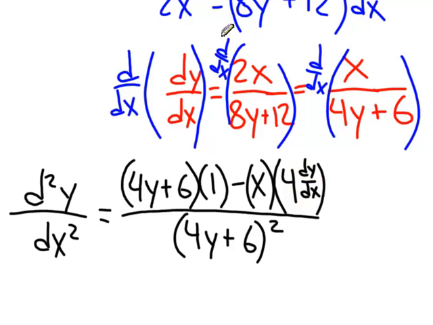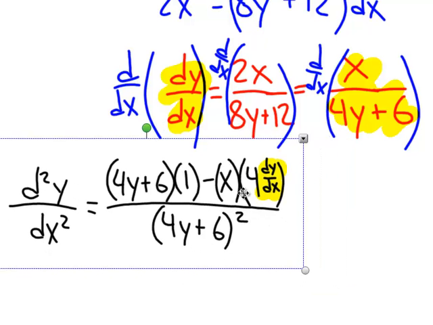Let's recall what we had just a step earlier. Remember earlier we solved for dy over dx, and we determined that it equaled x over 4y plus 6. So what we're going to do is substitute in x over 4y plus 6 for this dy over dx.